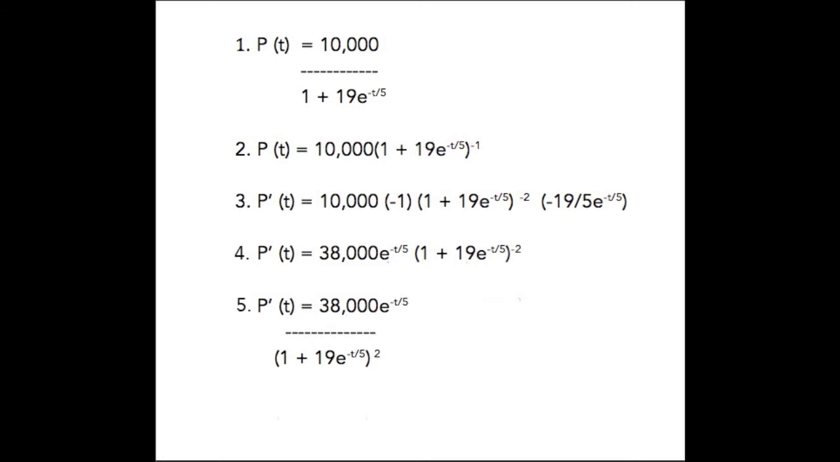And then you multiply 10,000 times negative 1 times the derivative of the equation in the parentheses, and then it will give you 38,000 e to the power of negative t over 5 times 1 plus 19e to the power of negative t over 5, to the power of negative 2. Because it is a negative power, you will put it down in the denominator, and it will give you the answer, which is 38,000 e to the power of negative t over 5 over 1 plus 19e to the power of negative t over 5, to the second power.